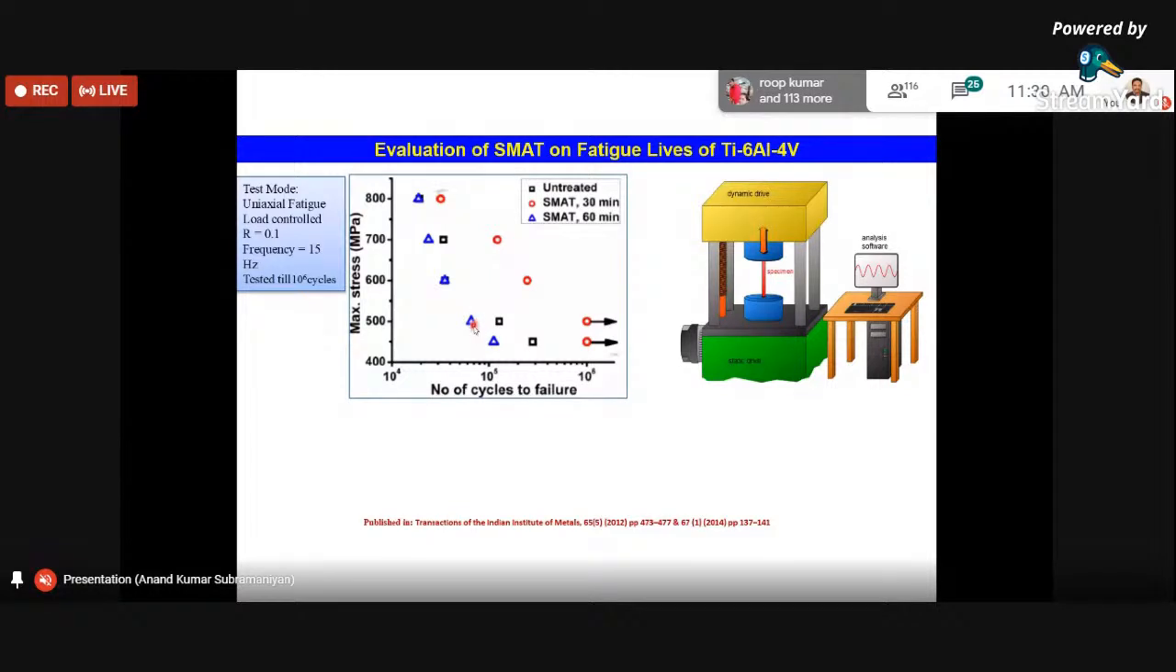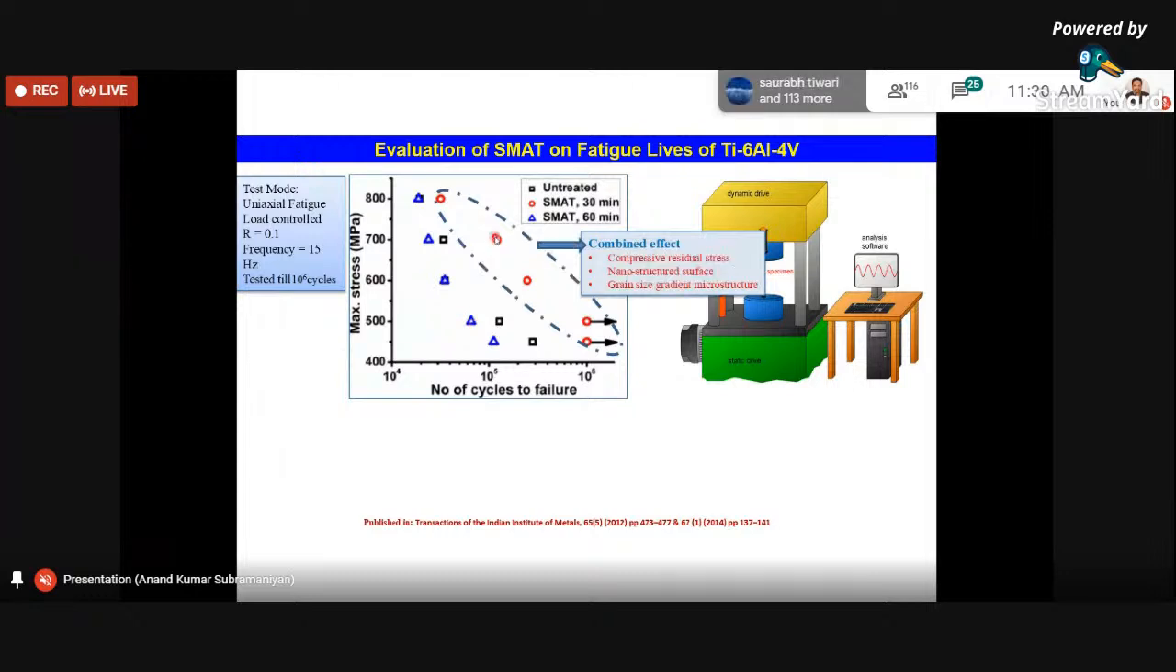So if you look at the 30 minutes, the reason for showing better performance is that there is a significant amount of compressive residual stress in this sample, and also the presence of a nanostructured layer on the sample, and a grain size gradient microstructure is also developed because of this SMAT process in the case of 30 minutes.